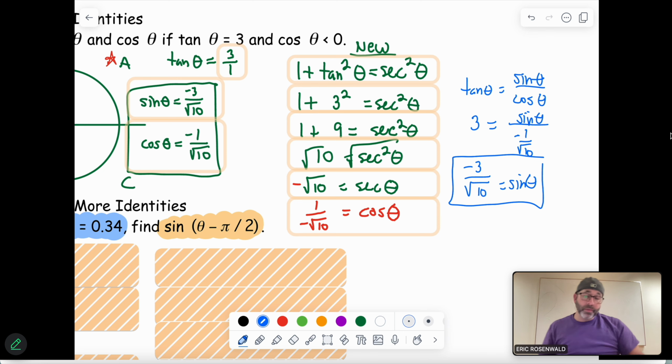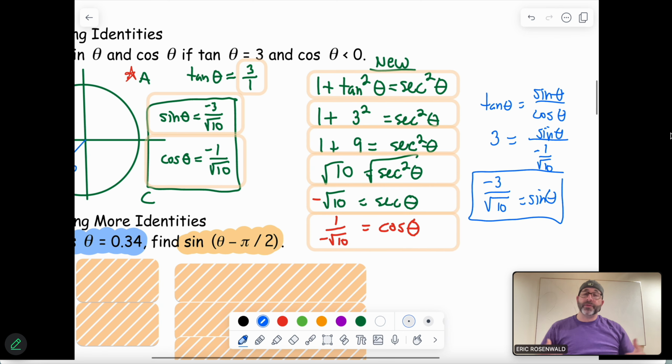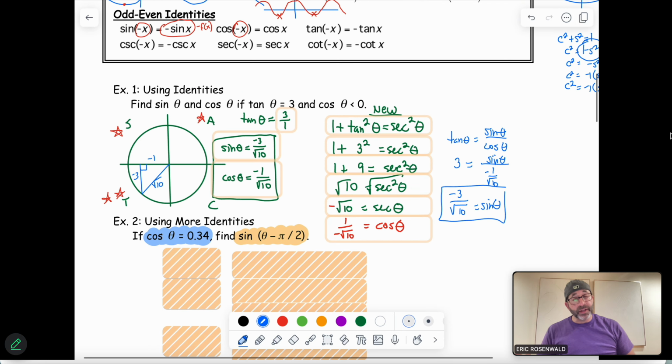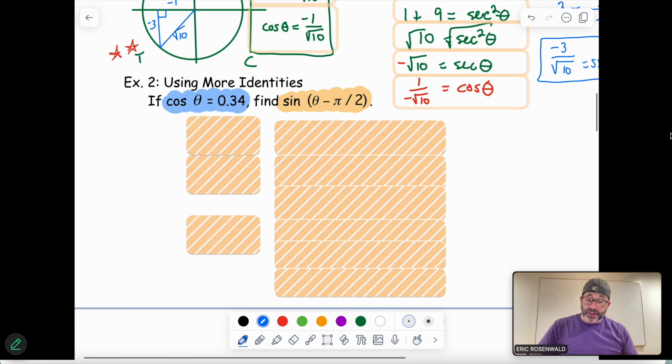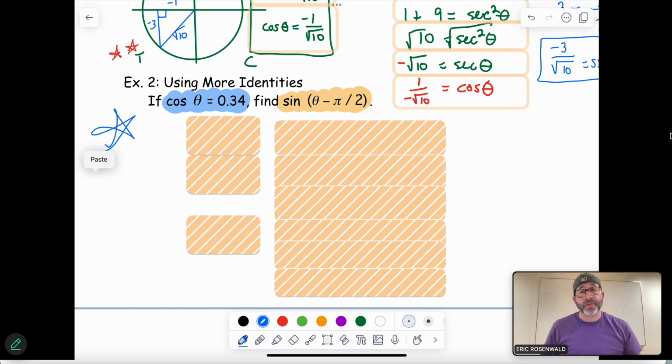So this new method is more just a straightforward algebra conceptual thought process versus the first method, which is more you have to understand and know where everything is related within the unit circle itself. All right? All right, let's jump down to some more challenging questions. This is one we're probably going to see on the test here.